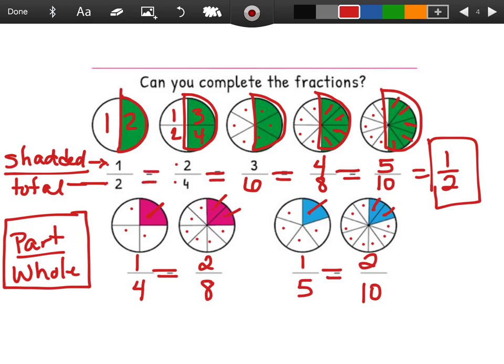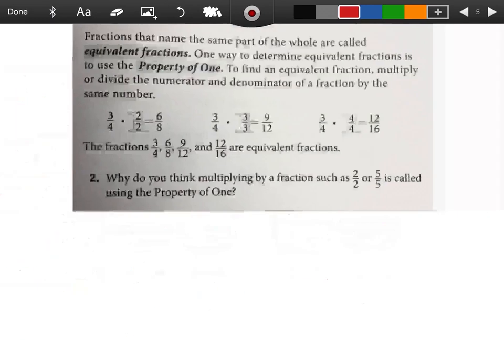So what you're going to do is see if you can figure out how do I get that second number? If I only have this part, how did I turn it into that? Okay, so that's what we're going to do right now. All right, so let's take a look. I have 3/4, 3/8, 9/12, 12/16. These are all equivalent fractions.